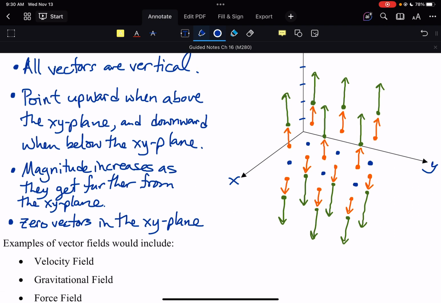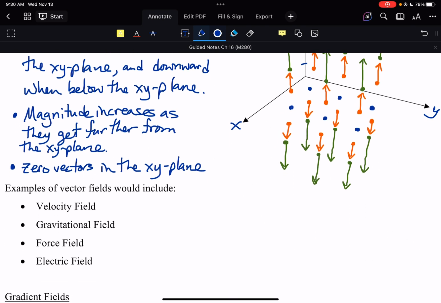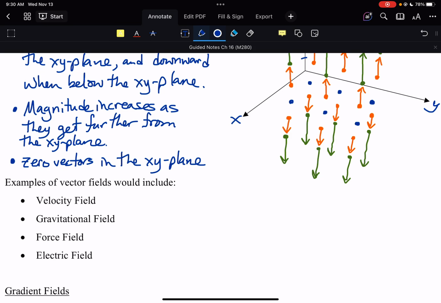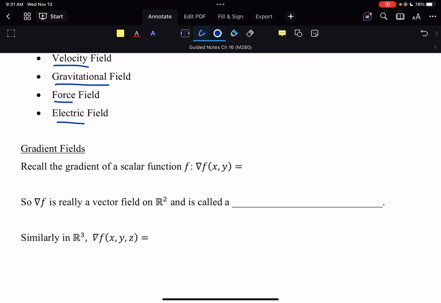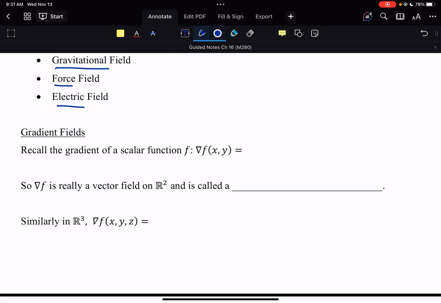All right. Some examples of vector fields. There are many in different applications in physics and engineering in particular. Velocity fields, that's what we've been talking about in my examples. Gravitational fields, working with the force of gravity, forming a vector field around the Earth. Force fields, electric fields, so if you go into electrical engineering, you'll be working with electric fields a lot. But there's one particular type of vector field that we need to talk about, and that is a gradient field, or a gradient vector field.